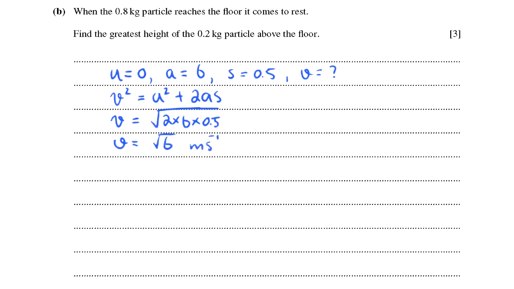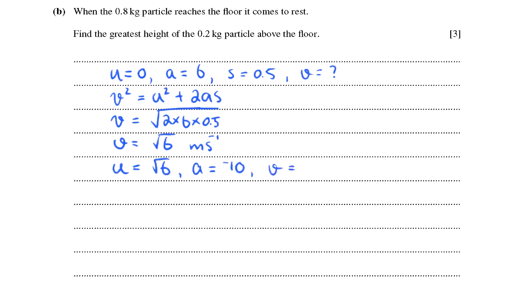6 meters per second. That tells us that the 0.2 particle has now traveled half a meter upwards because the 0.8 fell half a meter down. It's now a meter above the ground, and it is going to function under the influence of gravity. So for the 0.2 particle, the initial velocity is going to be the square root of 6. The acceleration is now downwards. The velocity is upwards and acceleration is downwards, so we'll make it negative 10 because our initial velocity was positive and acceleration is in the opposite direction.